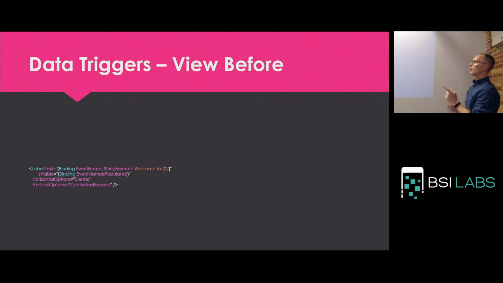So this is a label. It's binding to a, nope. Yeah, perfect. Does that help? Can you kind of see what's going on there?